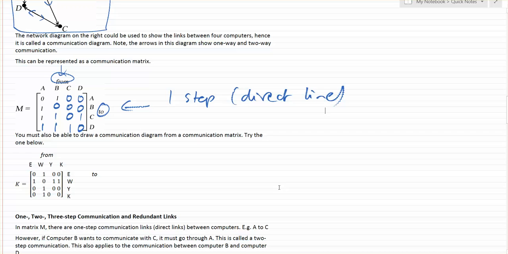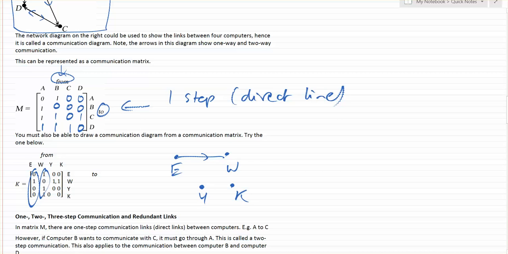Now I want to draw a communication diagram for this matrix here. We've got E, W, Y, and K. Let's draw a network diagram. I'm just going to draw dots to represent the places. Looking at this row, there's only one link at E, to W. So there's an arrow pointing that way.